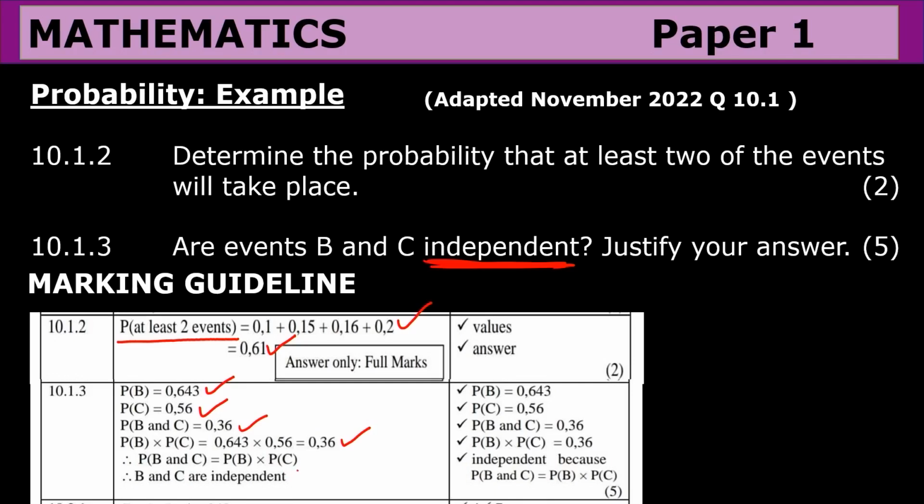And why are they independent? It's because of that calculation that you just did there to show that the probability of B and C will be equal to the probability of B multiplied by C. And that's where the 5 marks are going to be.